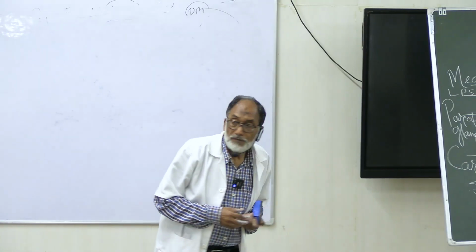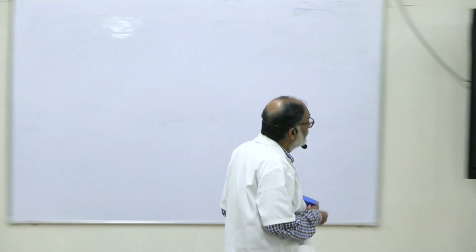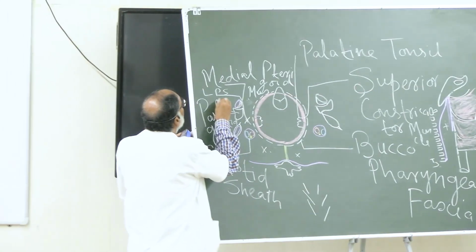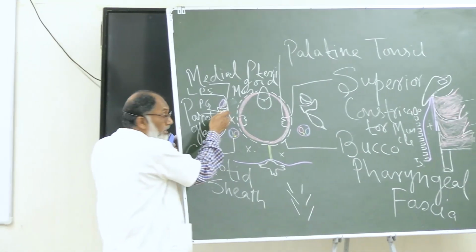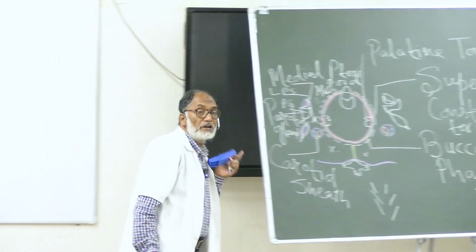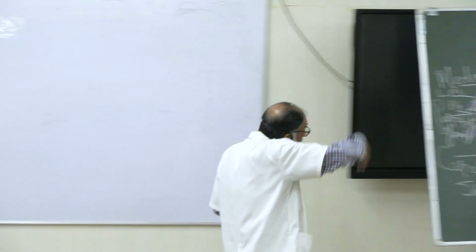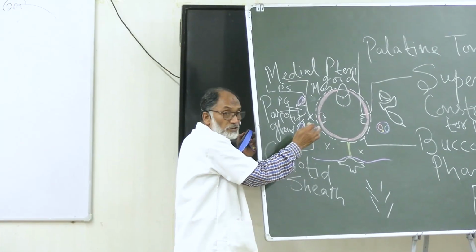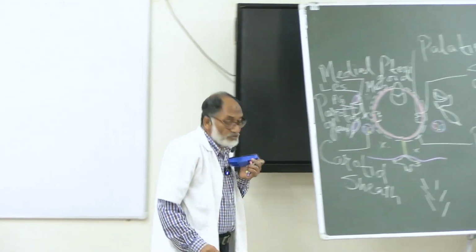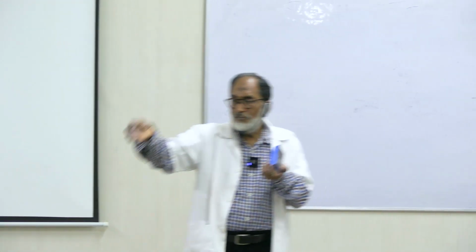lies the parotid gland. This one is the parotid gland. So posterolaterally lies the parotid gland, anterolaterally lies the pterygoid muscle, right? And behind lies the carotid sheath. So this is the boundary of the parapharyngeal space.